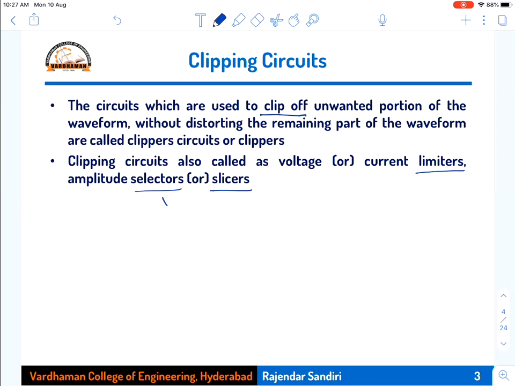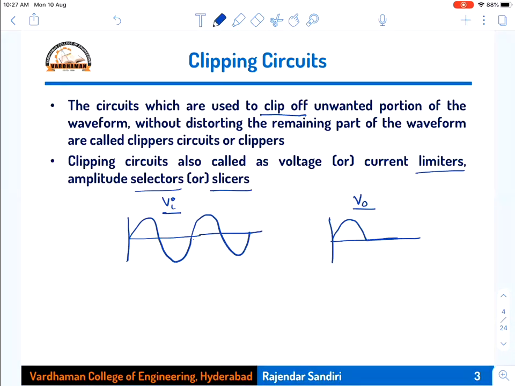So some examples of clipping we can see. Here I will draw the input waveforms, and here I will draw the output waveforms, and I will show what the clipping input and output waveforms should be. The input should always be a sinusoidal signal like this. Suppose you don't want the negative portion of the waveform, so we will be getting the positive portion as it is, but the negative portion is clipped off. Then the second cycle is like this.